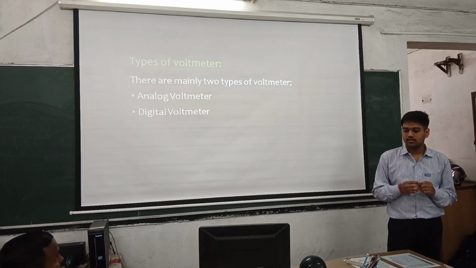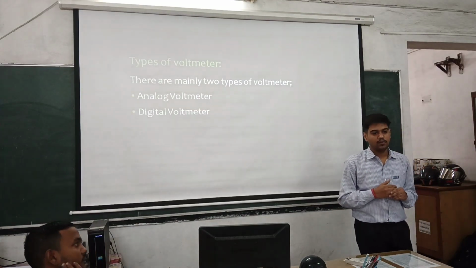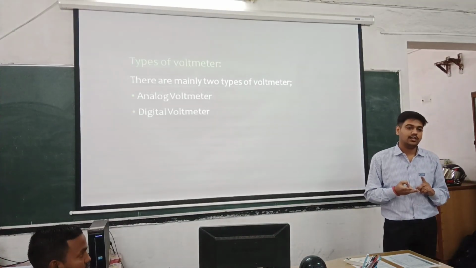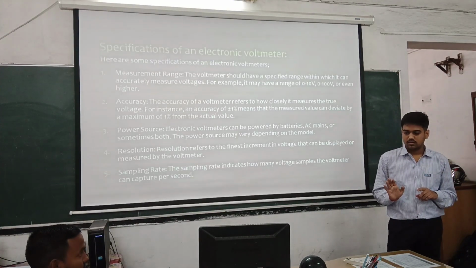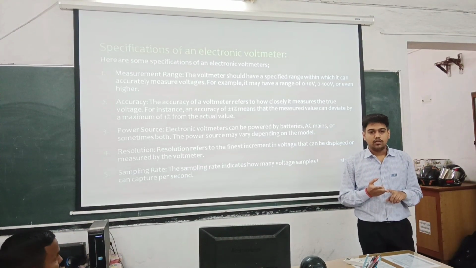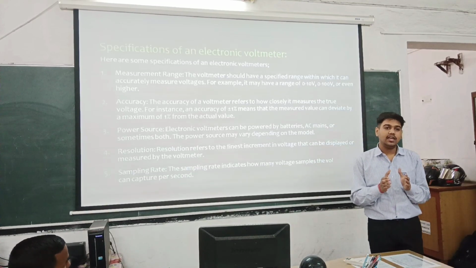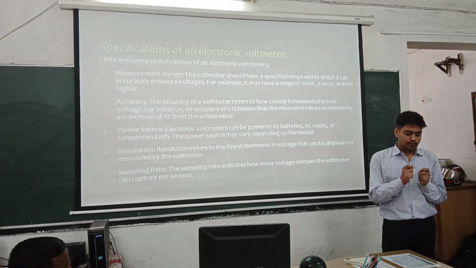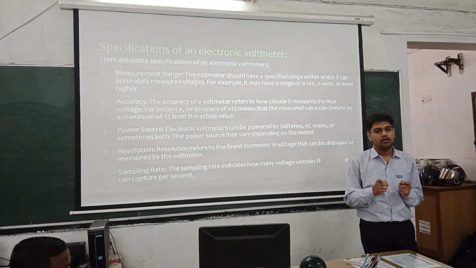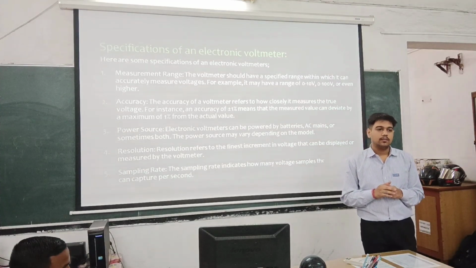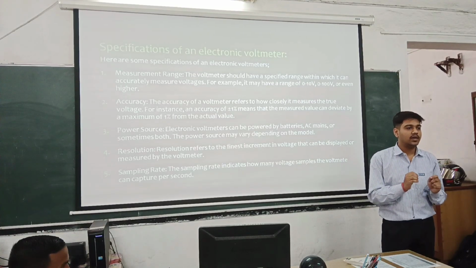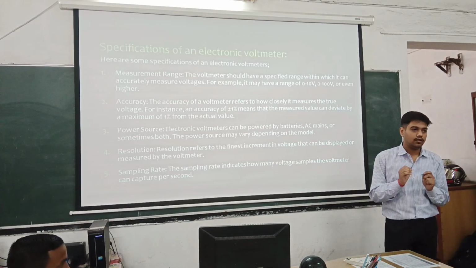There are different types of voltmeter, but there are mainly two types. One is analog and the other is digital. With the analog one, when you put the voltmeter into a circuit, the needle deviates to the point where it needs to present the number. In a digital one, you just see the numeric value of the voltage.